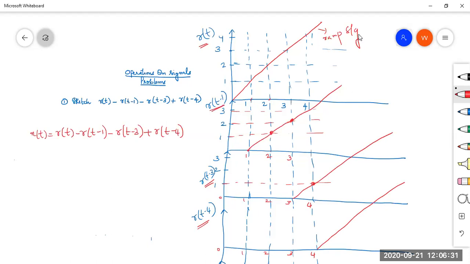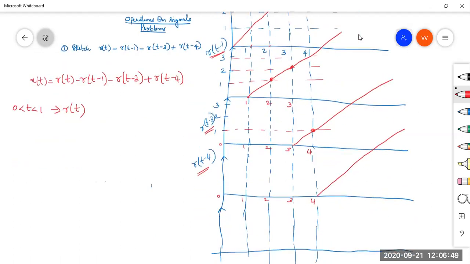Now we will see the position between 0 less than t less than 1. What is the condition? Between 0 and 1, you have only r of t, all the rest is 0. So what is the nature of r of t that you will be getting here? The same signal will start at 0 and it will reach 1 at position 1, just like your signal r of t.